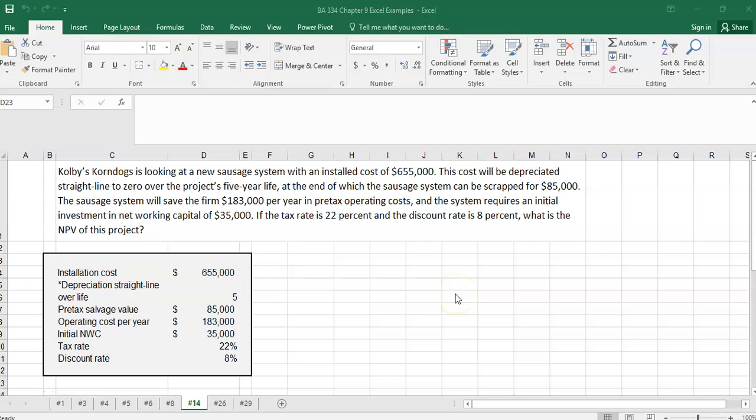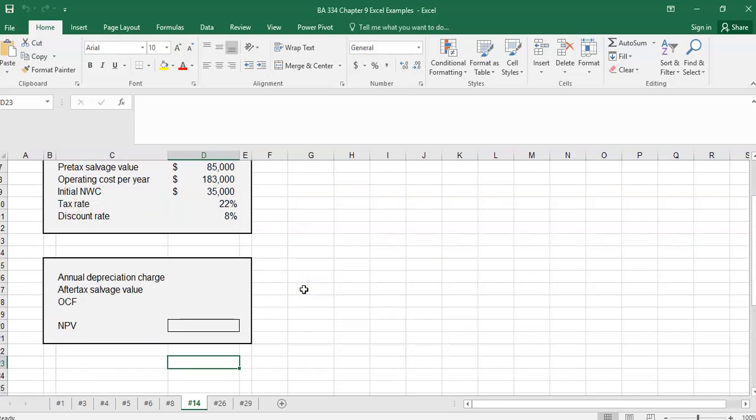In this example, we're looking at purchasing a new piece of equipment. The equipment has an installation cost of $655,000, depreciated to zero over its useful life of 5 years. It can be scrapped for $85,000 at the end of its useful life. It's going to save us $183,000 per year in pre-tax operating costs, and it requires an initial investment in net working capital of $35,000. So when we're looking at this, we're going to calculate.